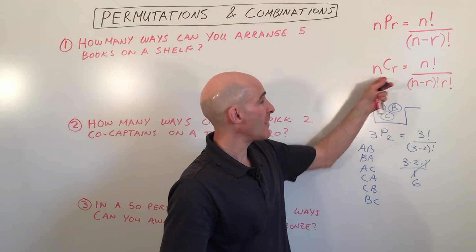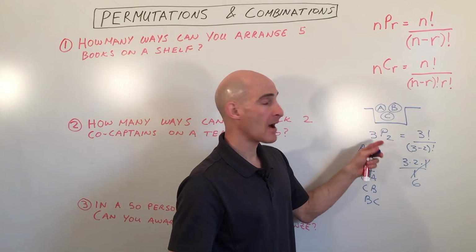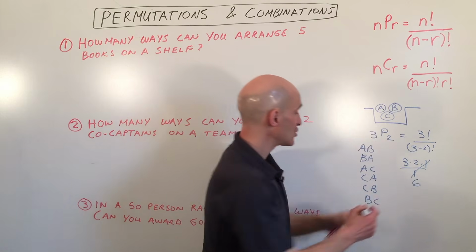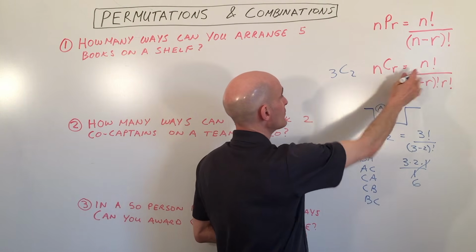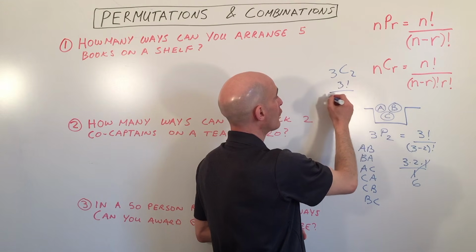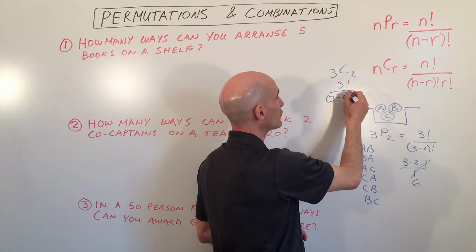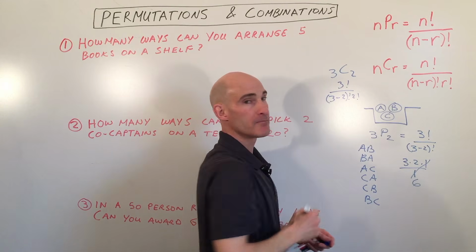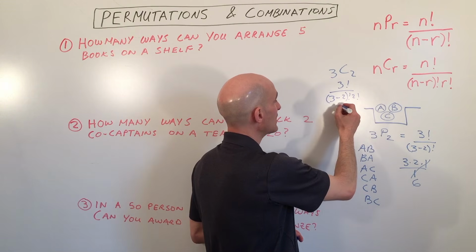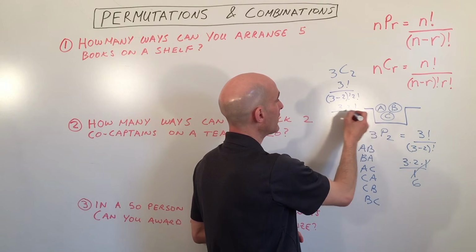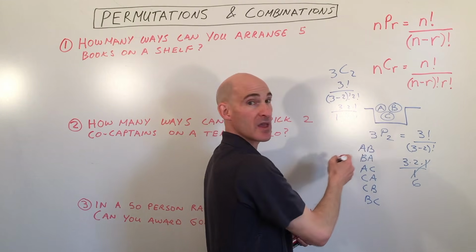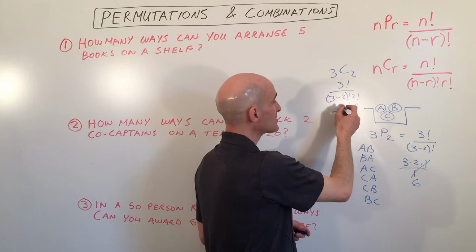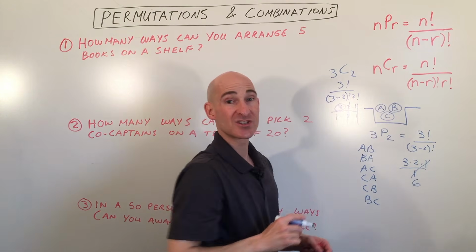Now, if we were doing combinations, let's do the exact same problem. How many ways are there to choose 2 out of the 3? Well, that's going to be 3 factorial over 3 minus 2 factorial, 2 factorial. So if we simplify this, we get 3, 2, 1. 3 minus 2 is 1 factorial, which is 1. 2 factorial is 2 times 1. And you can see the 2's and the 1's cancel, and we're left with 3 divided by 1, which is 3.